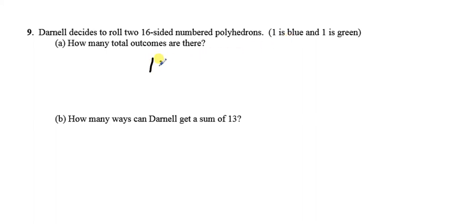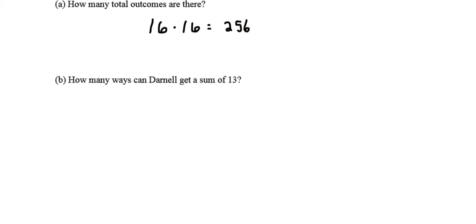There's 16 for the first die and 16 for the second. So it's just 16 times 16 for the total possible outcomes, and that's 256. 16 squared. How many ways can you roll a 13?